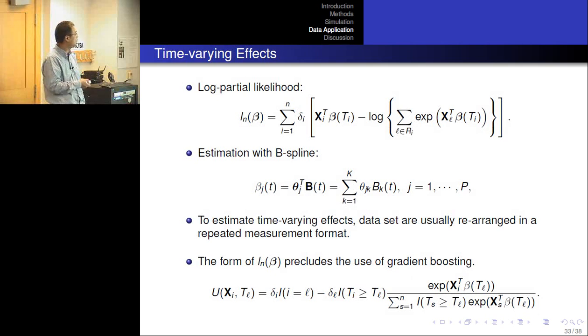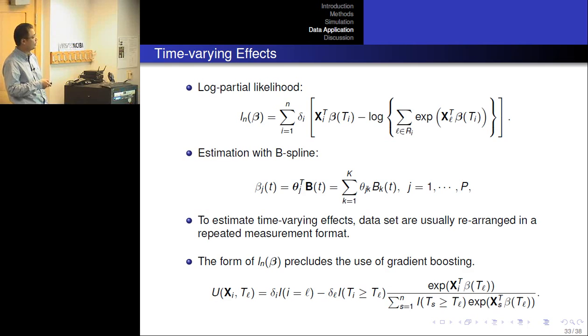To handle this time varying effect, the likelihood function is very similar to before. The only difference is that instead of a constant beta, this time we use a function, beta changing with time. That's why we call it the time varying effect. To estimate it, we use a B spline. For example, each component of beta_j(t) will be spanned by B spline functions multiplied by some parameters. The B spline function is given, and we transform the problem so that each variable has a set of parameters.